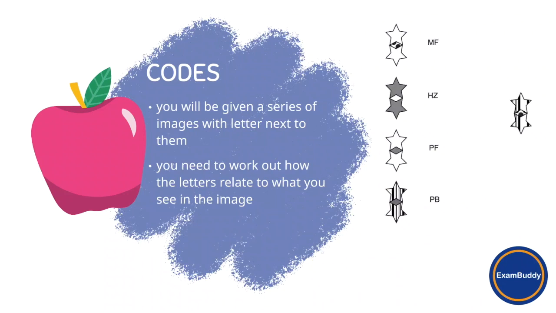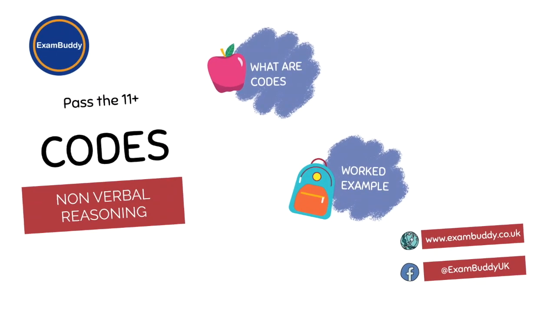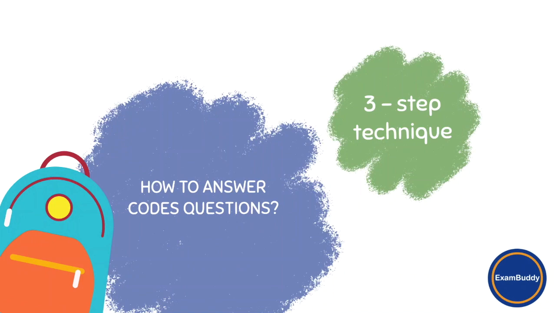Here's an example. You can see the 4 images on the left with their codes next to them and an image on the right. You have to work out the code for this image. So, let's go through a worked example. We recommend a 3-step technique, which we'll explain in the next slides.